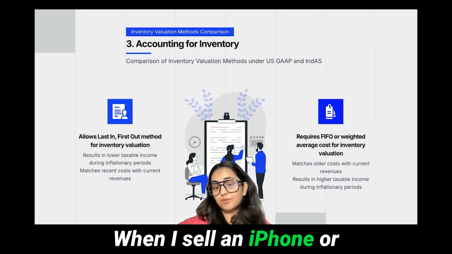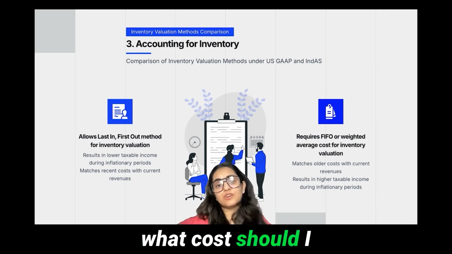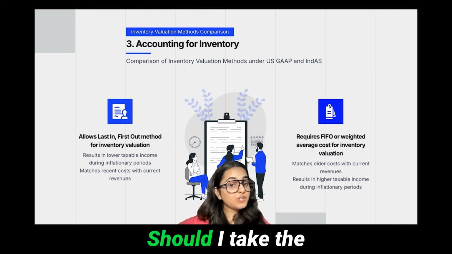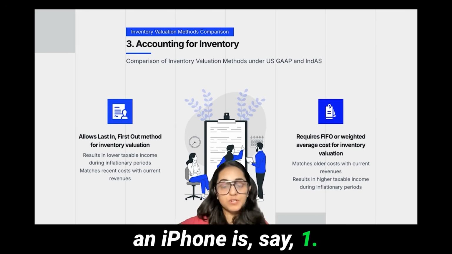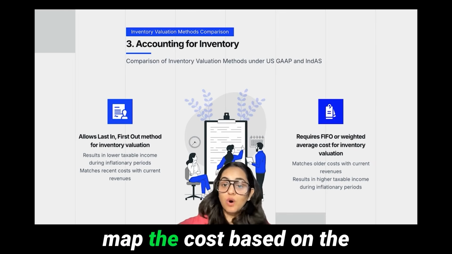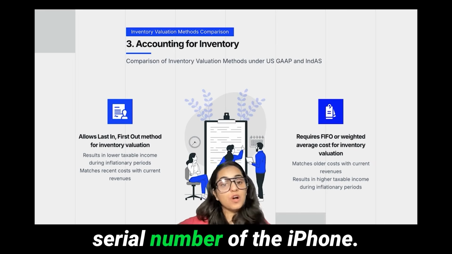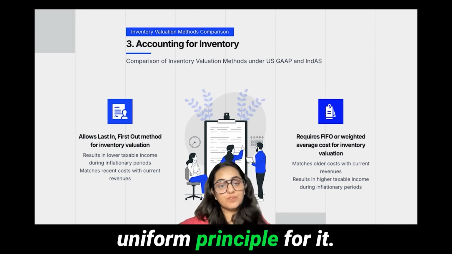When I sell an iPhone or if I have unsold inventory, what cost should I value on my books? Should I take the average into account? The average cost of an iPhone is, say, 1.25 lakhs now. It will be too impractical to map the cost based on the serial number of the iPhone. Hence, US GAAP sets a uniform principle for it.